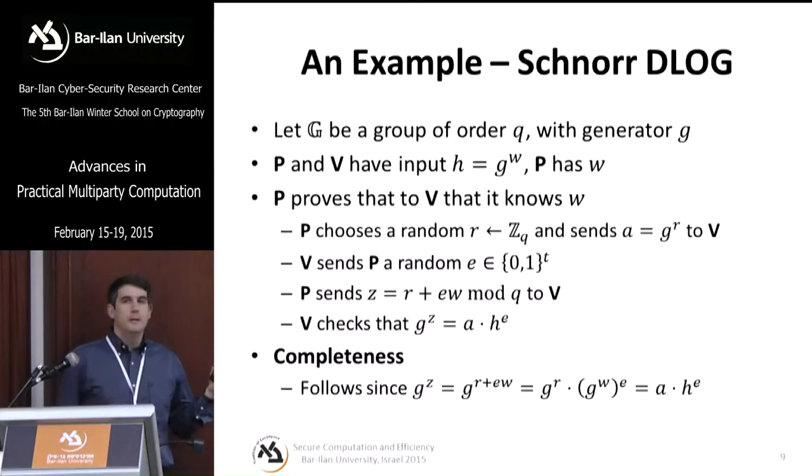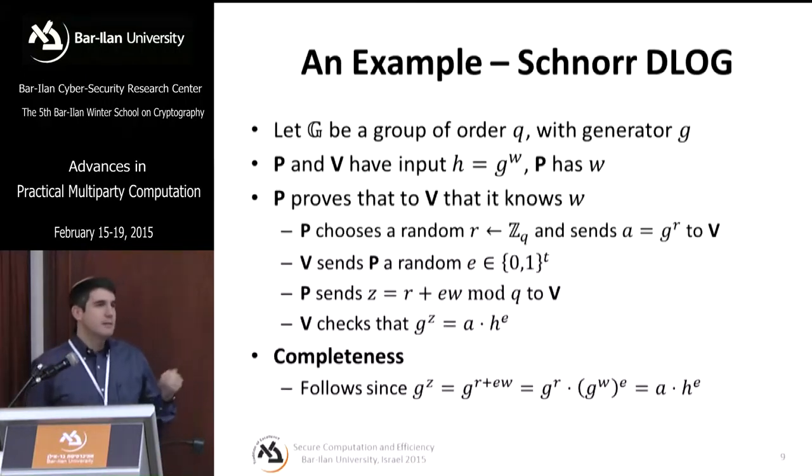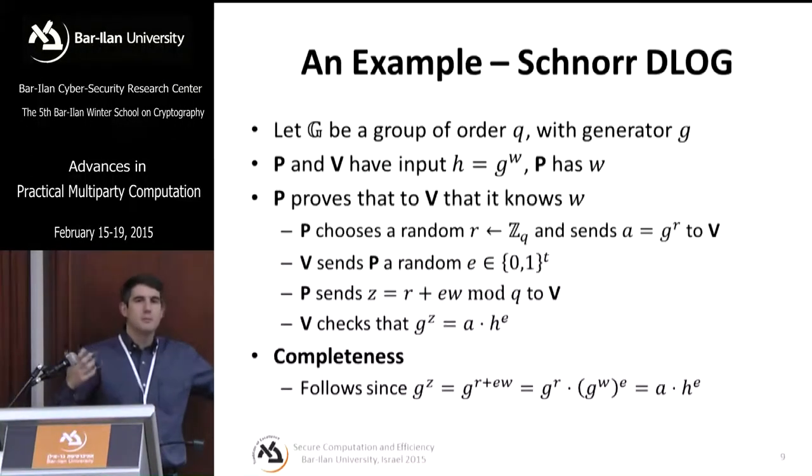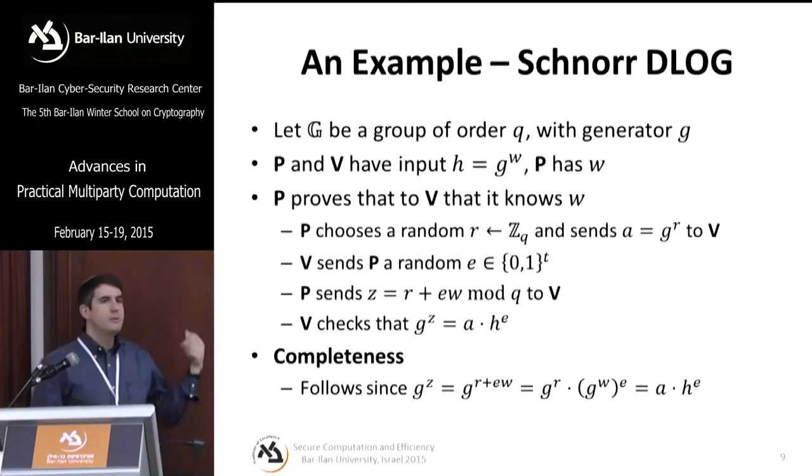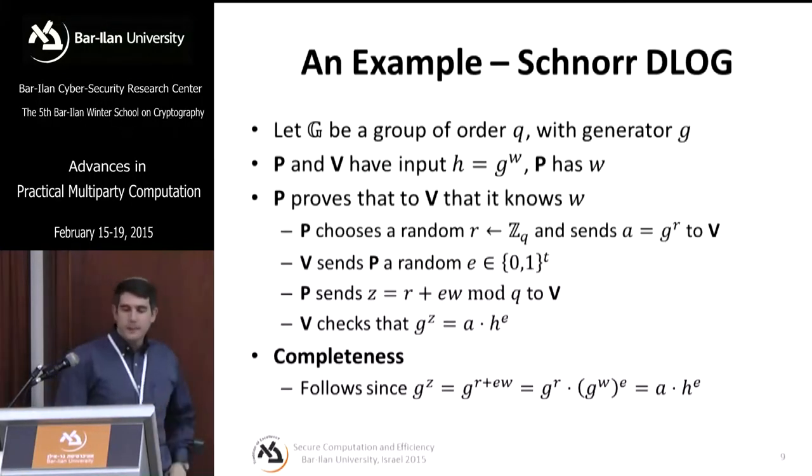Let's start with completeness. Completeness says that if the statement is correct, then the prover can indeed convince the verifier. Here the statement is always correct because every group element has a discrete log, but let's say that if the prover has the value W, then it will always succeed in convincing. Just notice that the verifier checks that G to the Z equals A times H to the E. So G to the Z is simply G to the R plus EW, because that's how Z was computed. So it's G to the R plus EW.